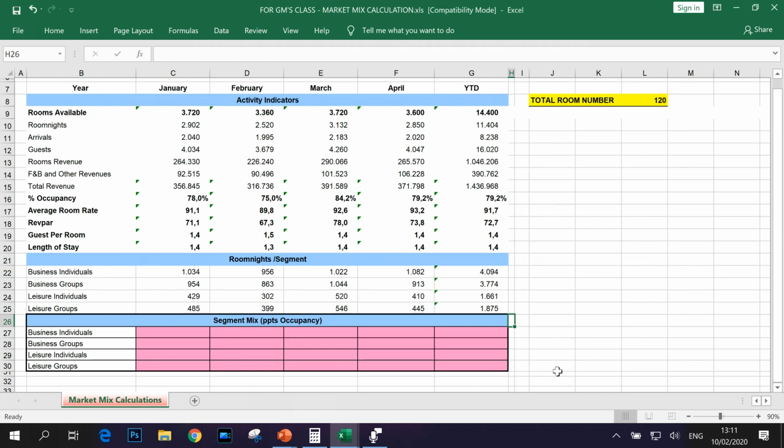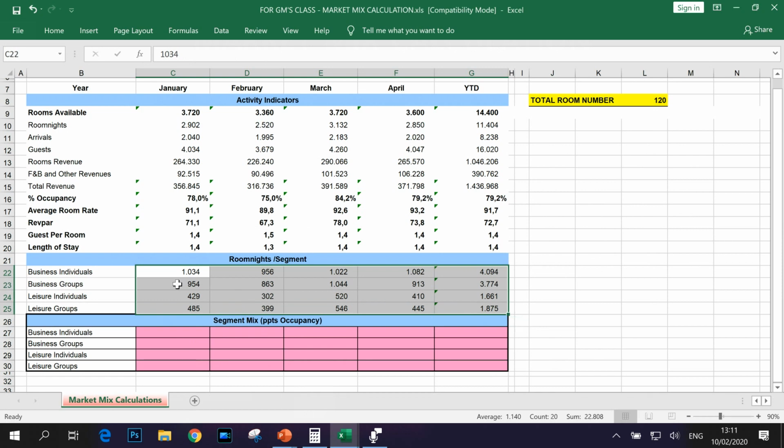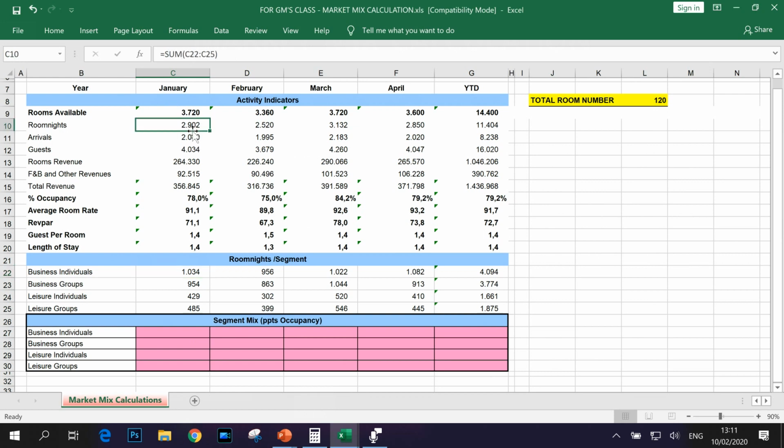Now let's move on to the main subject of the class, which is market segmentation mix. We have different numbers of room nights given to us. So for example, in January, the total number of room nights sold was 2,902, and these 2,902 room nights were broken into different categories.